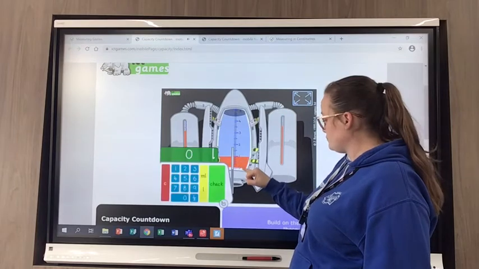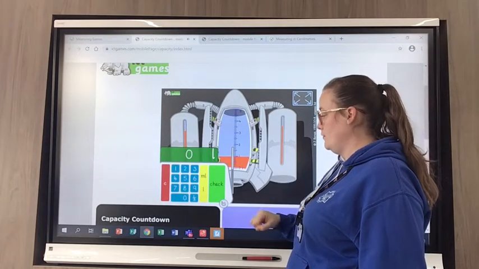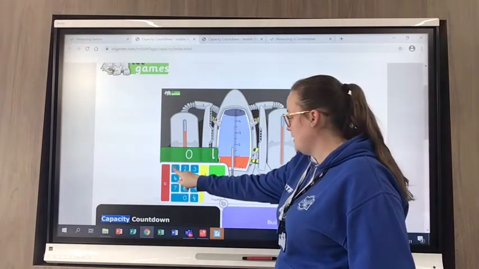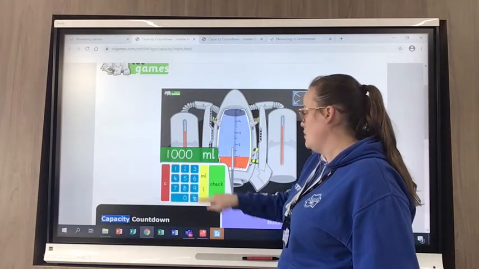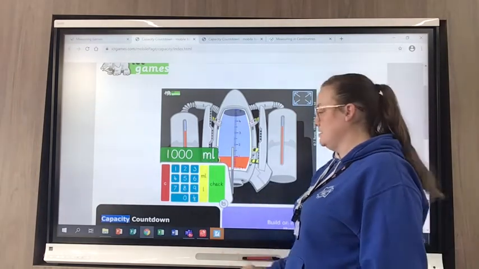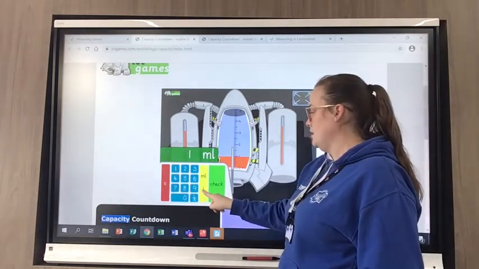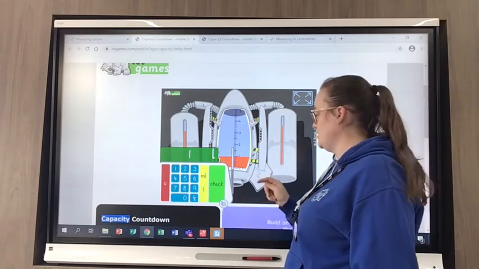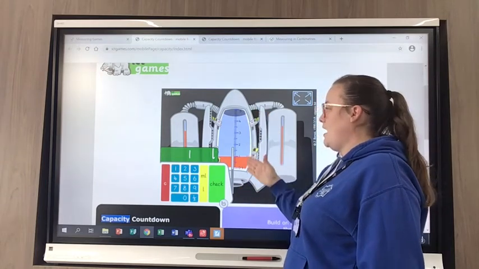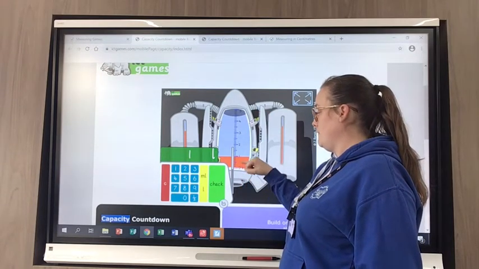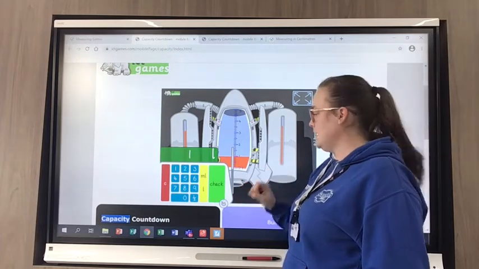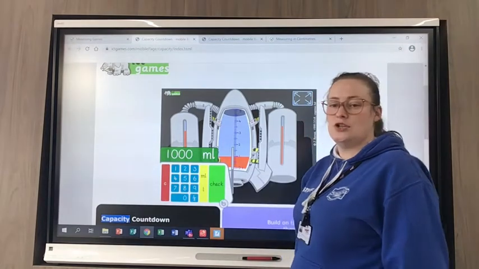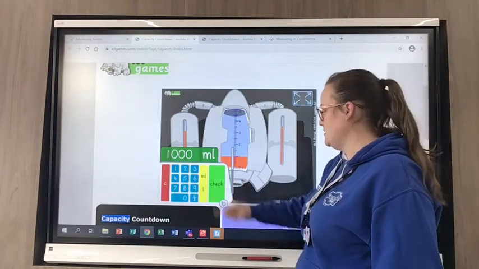This time, I've got 1 litre of fuel. Now, if I change my conversion, I can put in 1,000 millilitres, or I could put in 1 litre by clicking on the L. So you can choose which conversion you want to put it into. Now, because we have the measurements going up in litres, I would like you to try and put them into millilitres, please, to use that conversion that we learned yesterday.